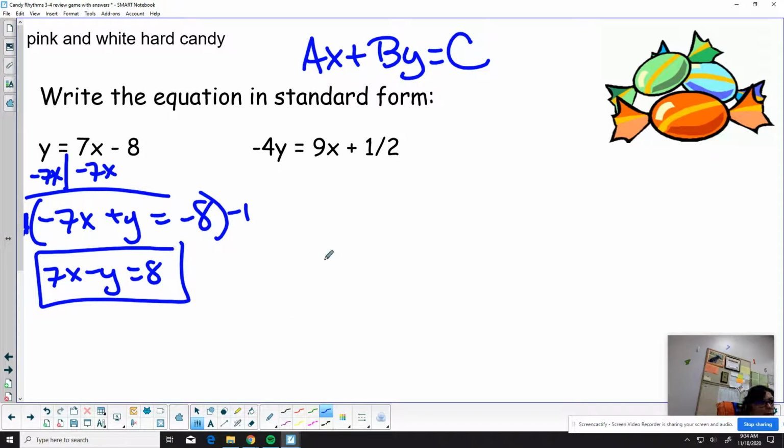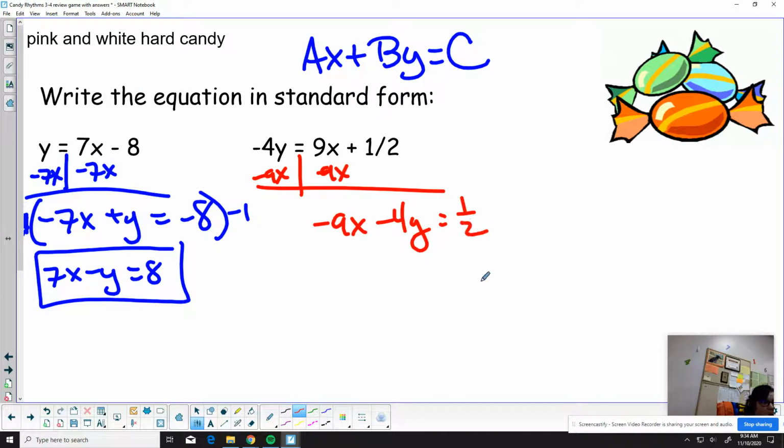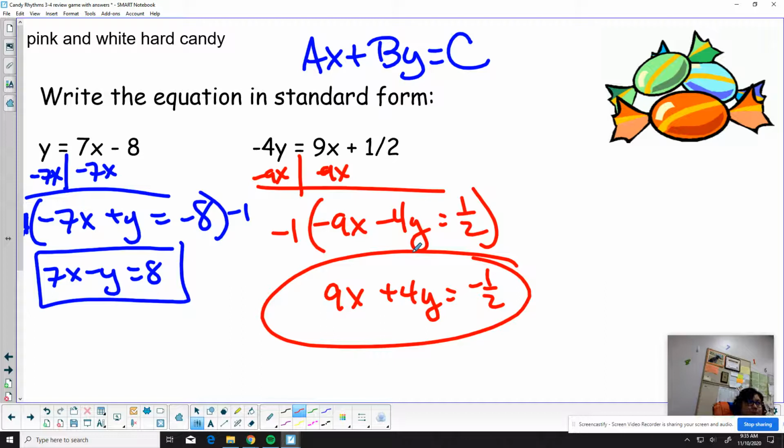Okay, and that other one, let's see, I need x up front again. Let's change colors. So we're subtracting 9x. So negative 9x minus 4y equals 1/2. And again, that front number cannot be negative. So I'm going to multiply everything by a negative and change all of their signs. And that's my answer.